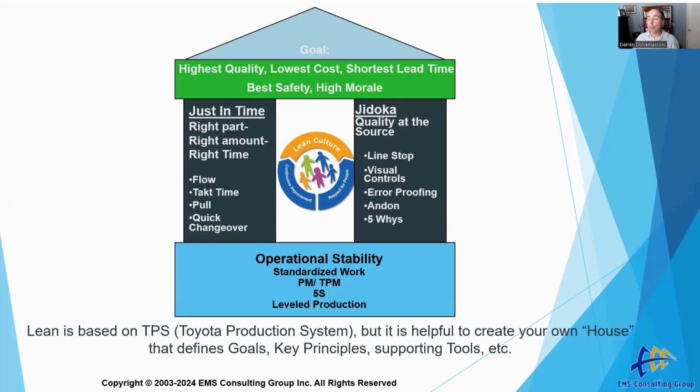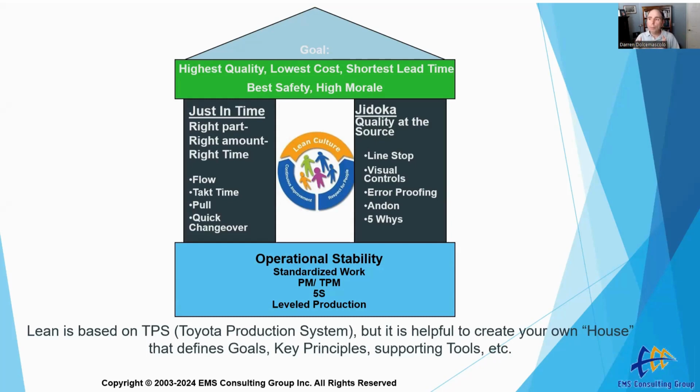At the base of the Toyota production system or lean house is stability, operational stability, and that has to do with consistency in how we carry out the work. We talk about things like standard or standardized work, reliability in our equipment, preventive maintenance, total productive maintenance, organized workspace, and that's 5S, which is a system for workplace organization, and then leveling the workload or leveling production. Those relate to consistency in production. And so those are some of the basics.